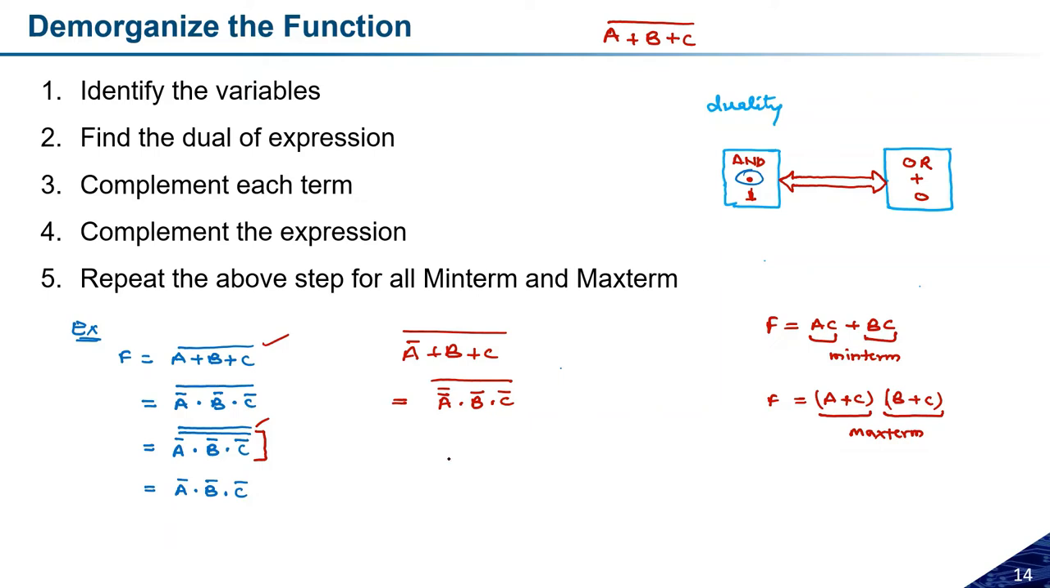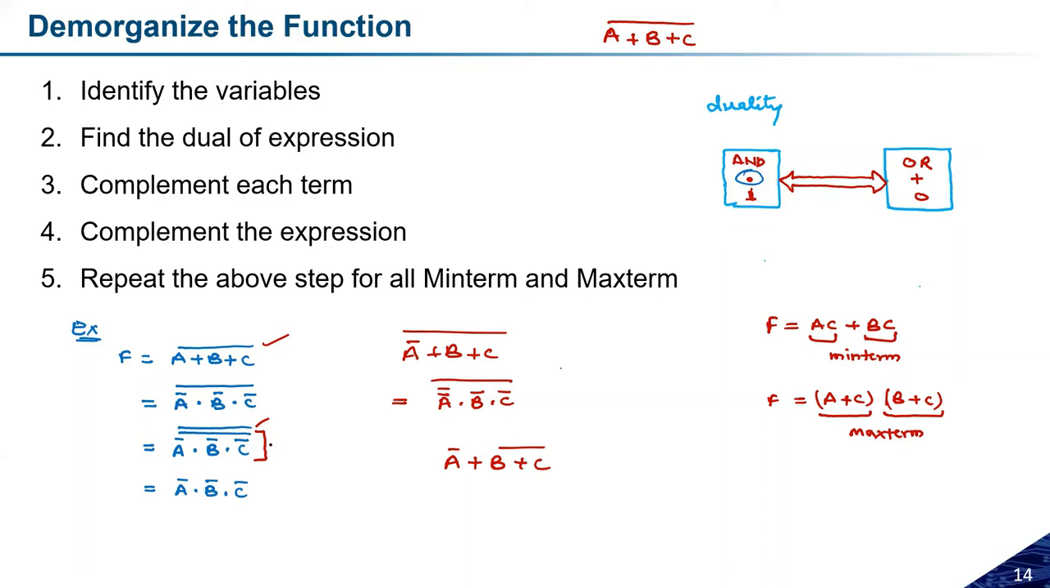But there could be some function like A bar plus B plus C complement. Here we cannot get the complete complement on all the variables, so in that case it is not getting cancelled. The expression will be something different. Initially we had a complete complement, that is why it is getting cancelled. Otherwise, if the expression is something like this, it will not be cancelled immediately.